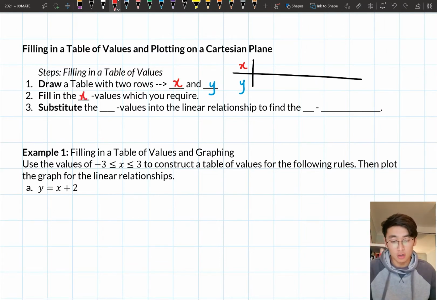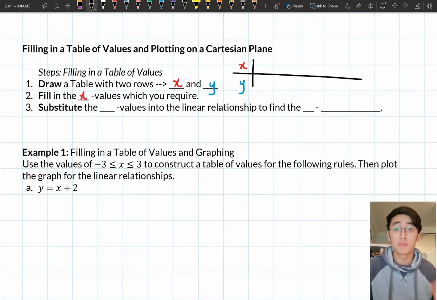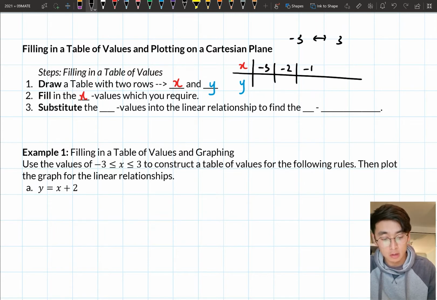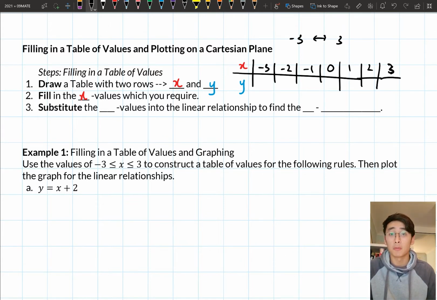values based on what you require. So the question will usually tell you, fill in a table of values from -3 to 3, for example, or -2 to 2, or it could even be 0 to 3. What you want to do is just in your x row, just put in those numbers. So if I had to go from -3 to 3, I'm just going to put -3, -2, -1, 0, 1, 2, 3. There we go.